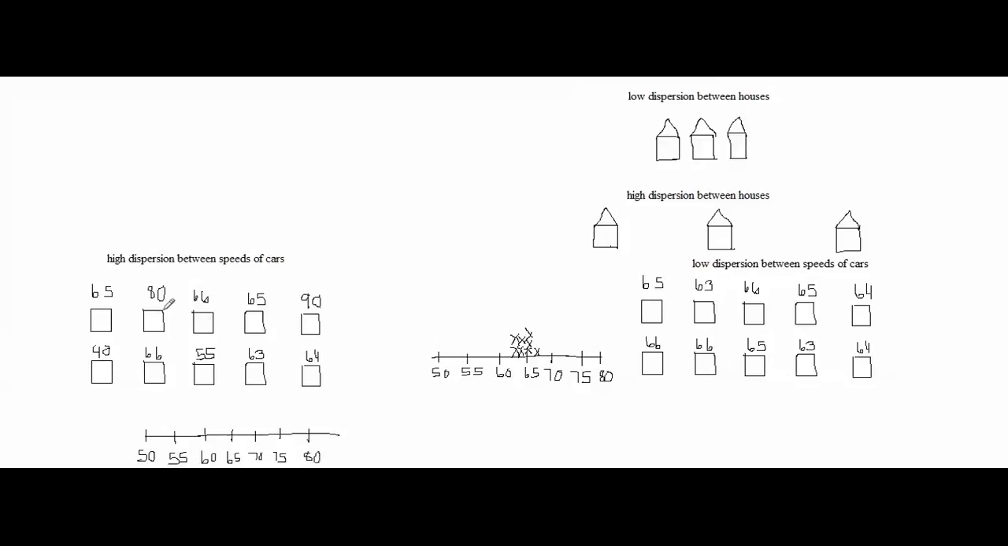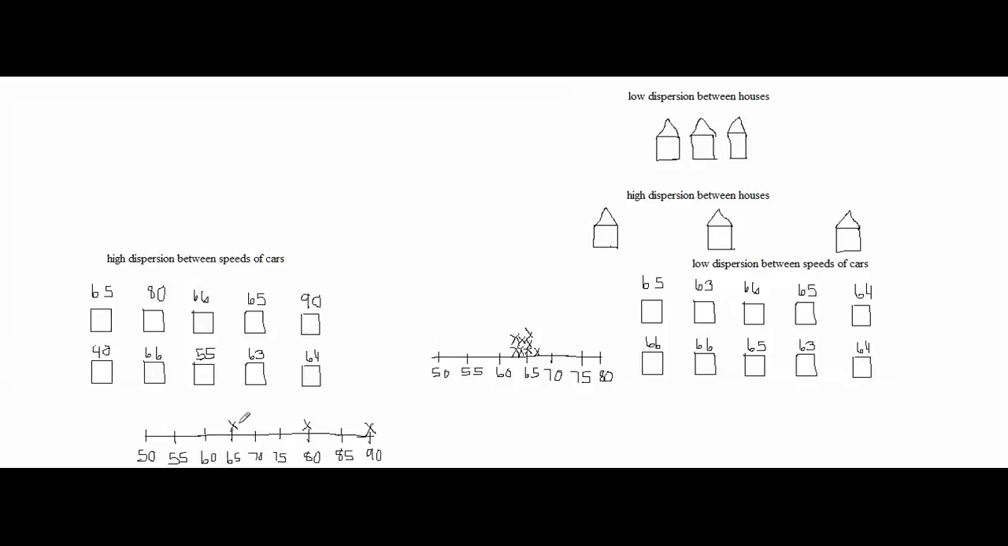Now we have one car going 65 miles per hour. That car will be right here. We have one car going 80. We have one car going 90, so we have to extend the number line out even further. So we have 65, 80, 90.